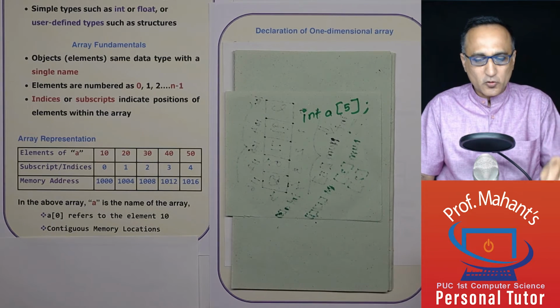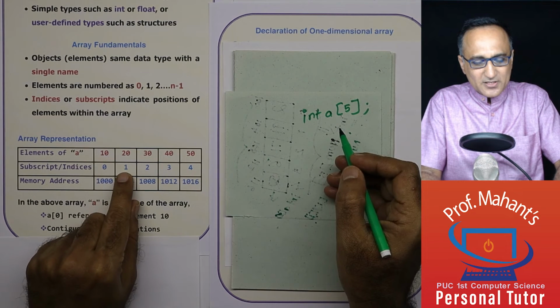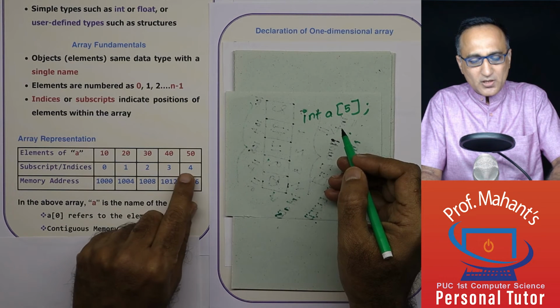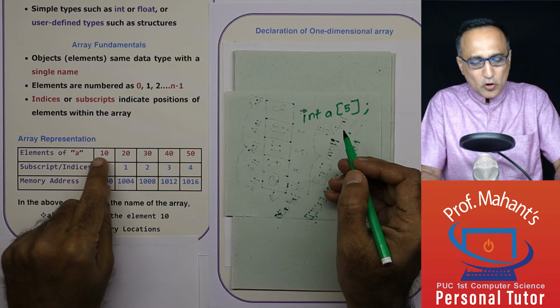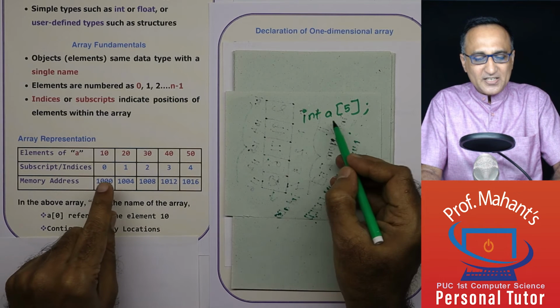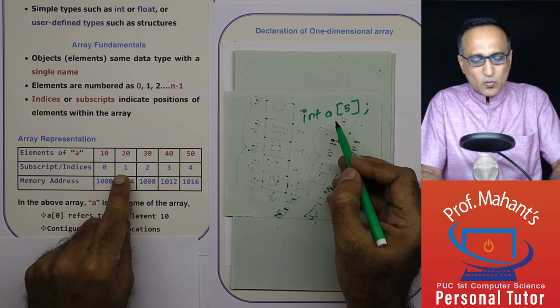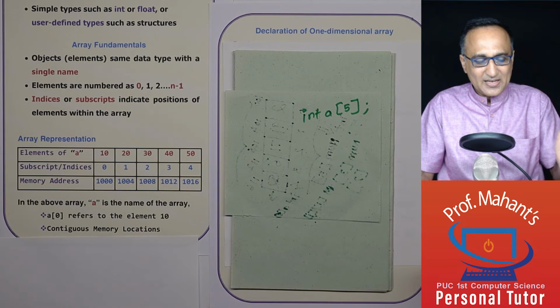I'll show you how you store values a little later on. So in the 0th location there is 10, first location 20, and so on till the 4th location there is 50. So on the top row, what you see, these are all the elements, values, or objects of integer array A. 0, 1, 2, 3, 4 is known as the subscript or indices of array A.